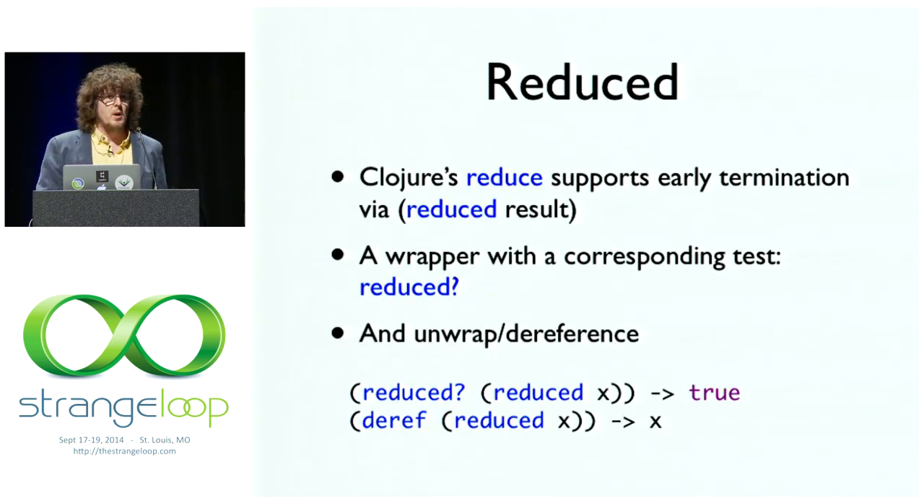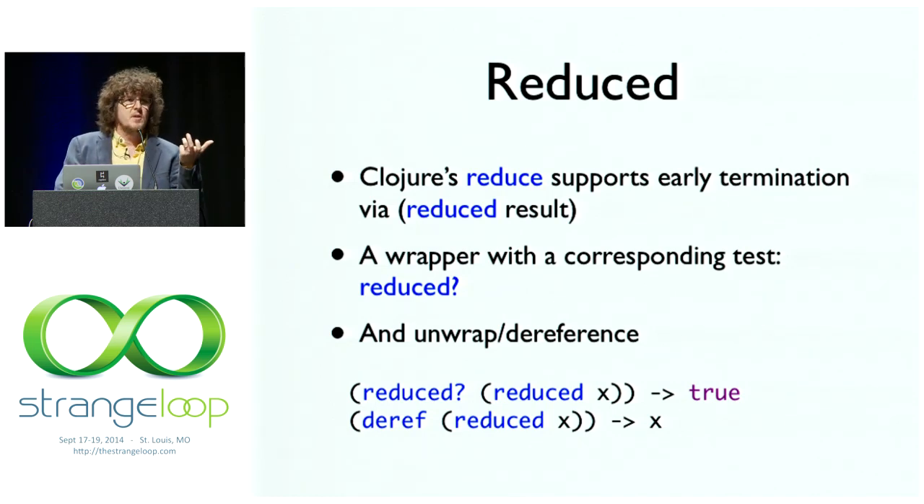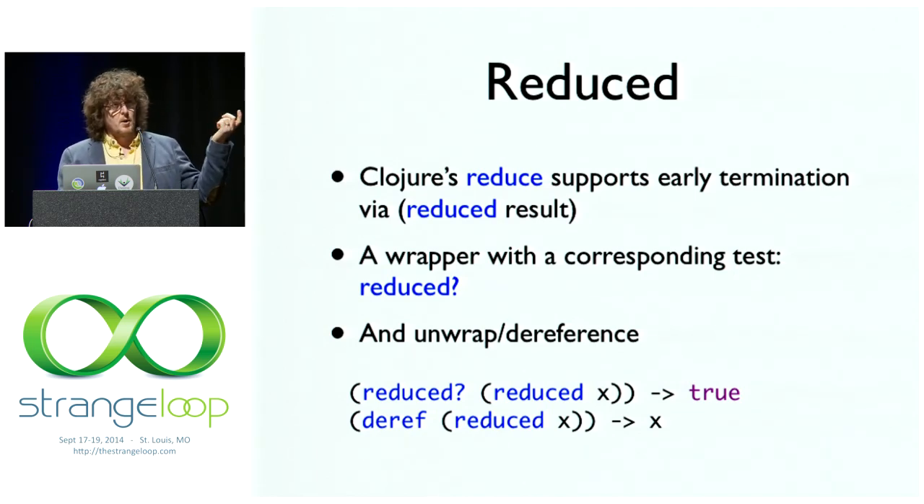It ends up in Clojure. We already have support for this idea in reduce. There's a constructor of a special wrapper object called reduced, which says this represents the end of it. It just says, I don't want to see any more input. Here's what I've come up with so far, and don't give me any more input. And there's a predicate called reduced? that allows you to ask if something is in this wrapper. And there's a way to unwrap the thing and look at what's in it. So you can say, is the reduced thing reduced? That will always return true. And you can deref a reduced thing and get the thing that's inside it.